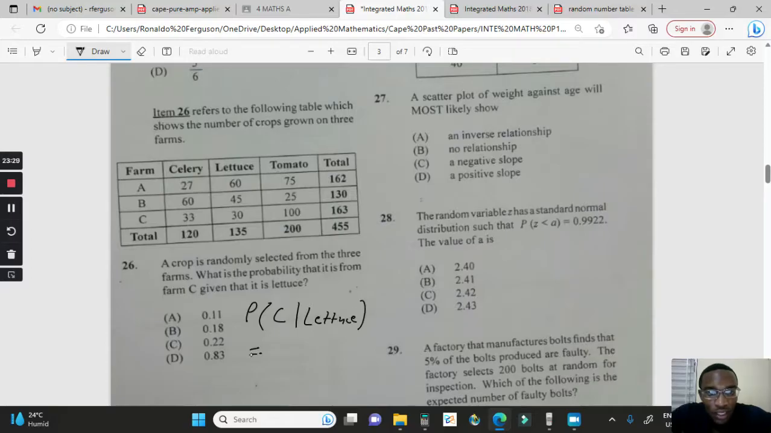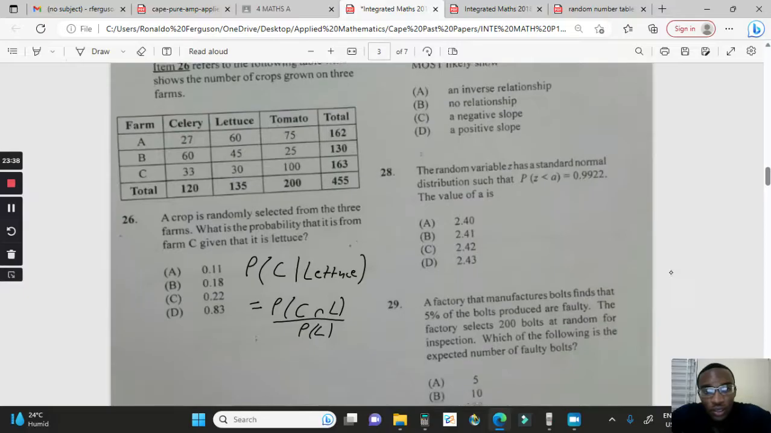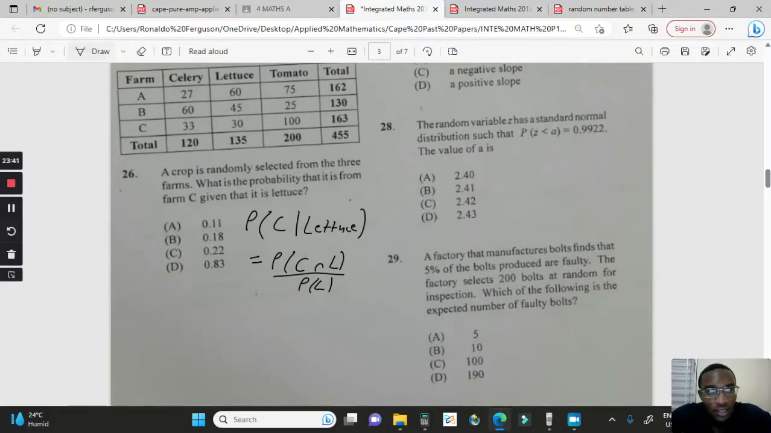Now this is a conditional probability, so it's the probability of C intersect lettuce over the probability of choosing lettuce. So how do we work out C intersect lettuce? Look at the intersection. We look at C and lettuce, they intersect right here. That's 30 out of 455, divided by lettuce, which is 135 over 455. The 455s cancel, so it's 30 over 135.